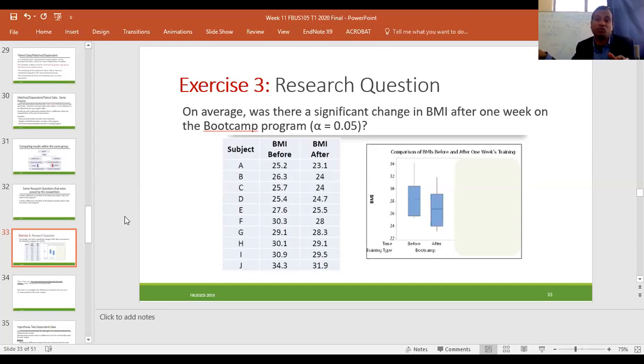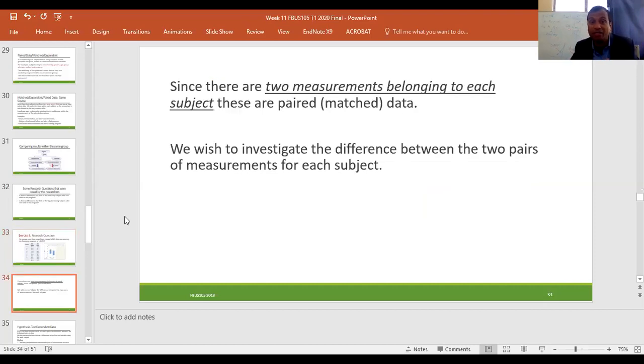That you have X1 bar, X2 bar, S1, S2. That is clear. But the next question is, is this the case of dependent data or independent data? BMI before and BMI after of the same person, it's matched data. So it's dependent data for the same subject. See, in the previous case, the total 20 respondents we were taking into consideration, but over here it's the same 10 people before and after. So this is dependent data. So can we go ahead and measure this one?